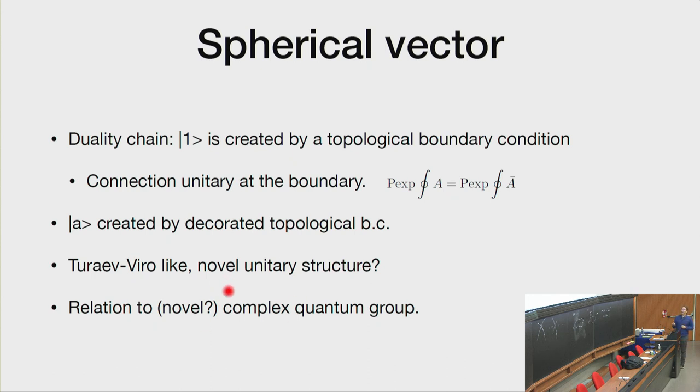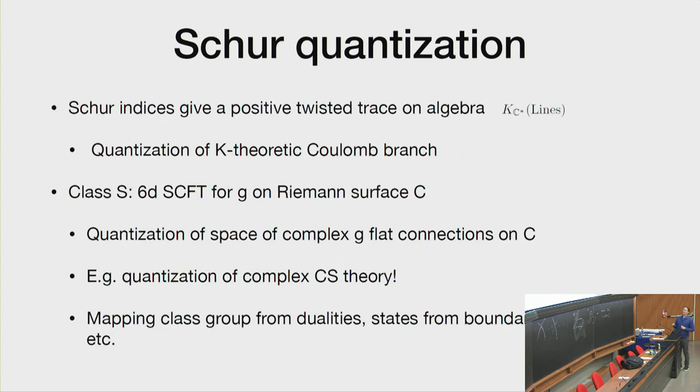And the construction also gives you naturally a novel form of complex quantum groups which will govern this complex Chern-Simons theory. Pretty much because there is a specific class S theory such that the K-theoretic Coulomb branch is the quantum group itself. So you can apply the theory to the quantum group and you get representations of quantum groups. Unitary representations of quantum groups.